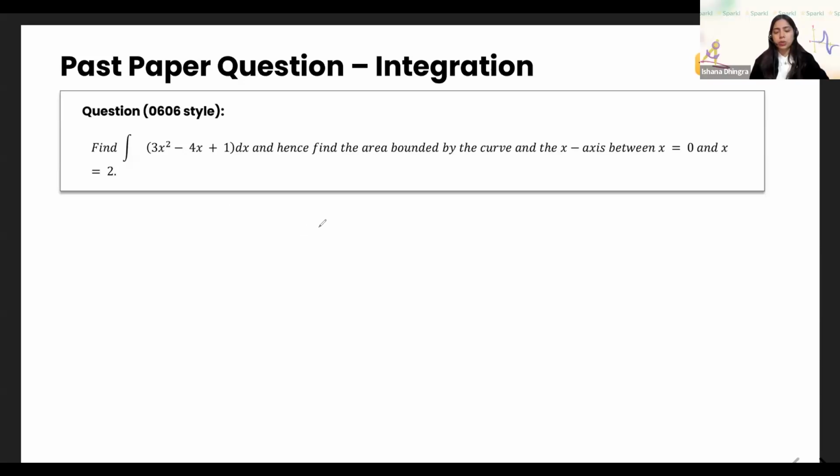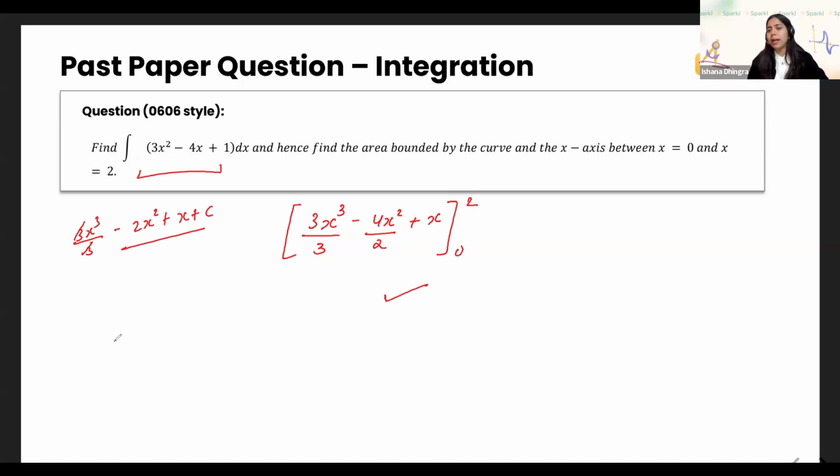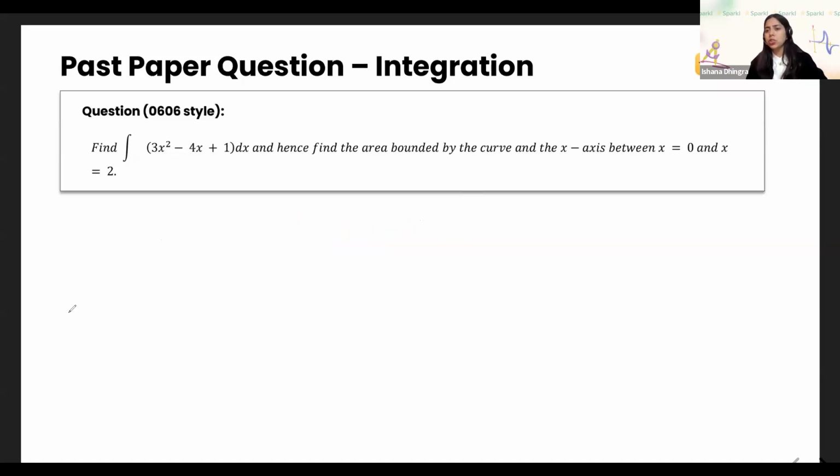So some students, what do they do? They just integrate it. Let's suppose I'm getting x cube minus 4x. And they don't write C, they just put the limits. But no, the first step was just asking you the integration. So the first accuracy mark that I will give you is for 3x cube by 3, which is x cube minus 2x square plus x plus c. And then I will go to the B part and check this answer. Is that clear?